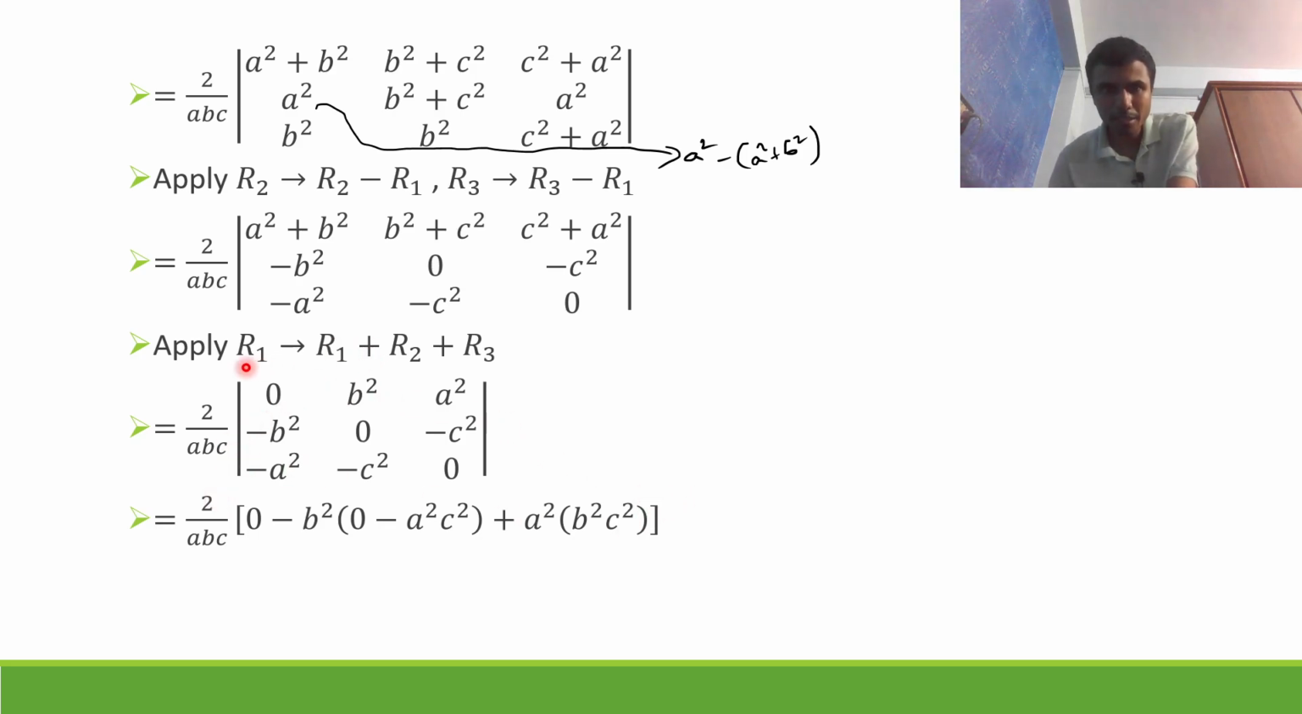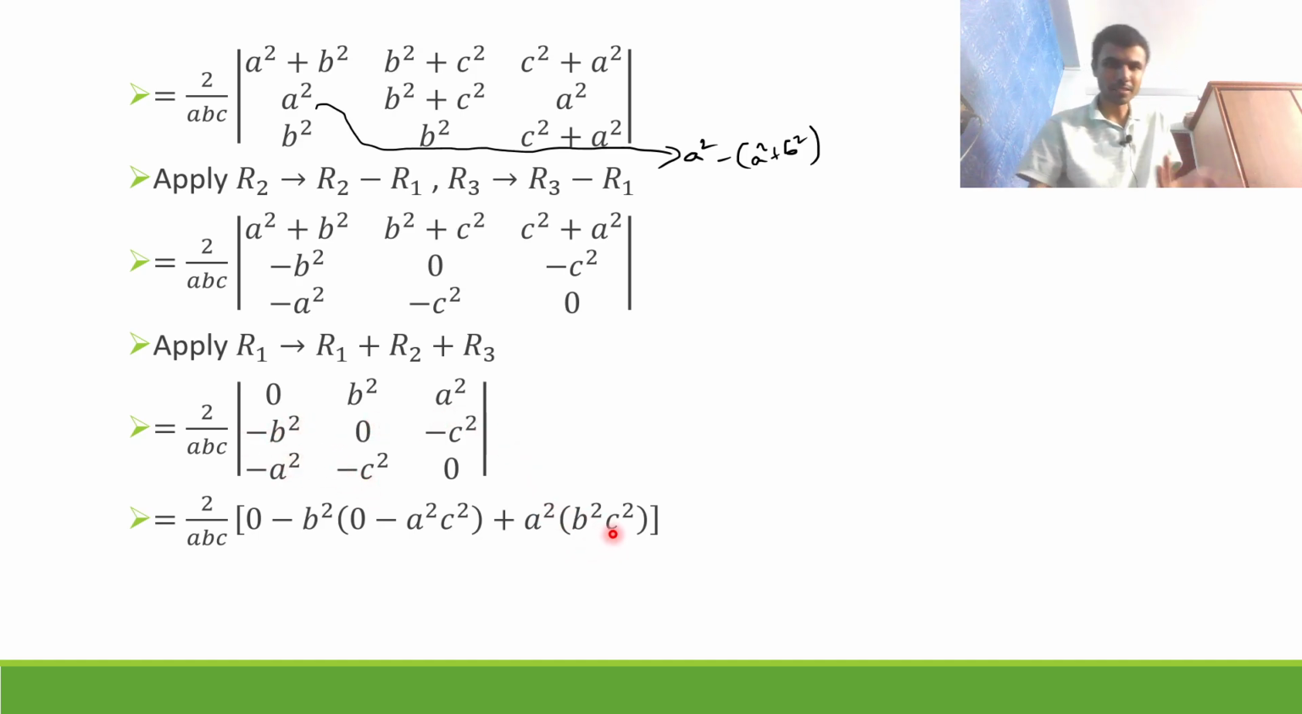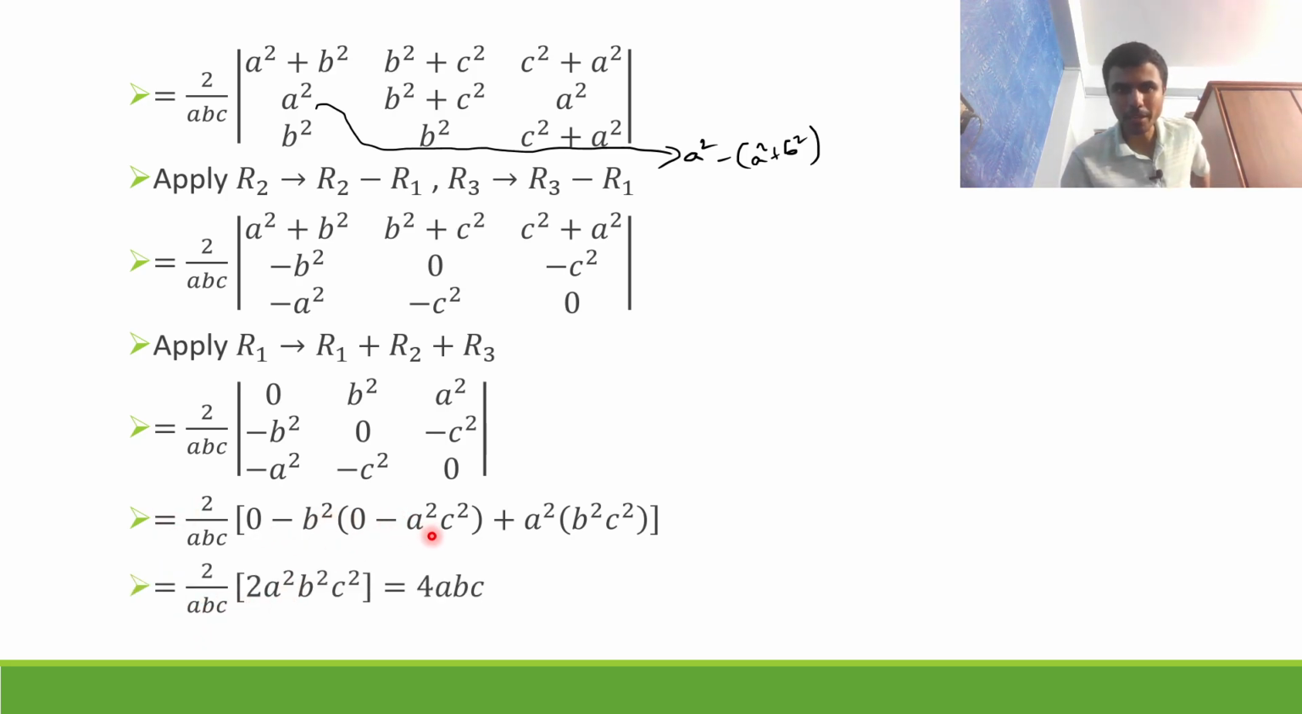If you just expand the determinant, 0 into, it's gone, right? 0 minus B square into minus B square into 0 minus A square into minus C square. So minus B square into 0 minus A square C square, and plus A square into B square C square minus 0. So plus A square B square. So minus B square into minus A square C square is plus A square B square. So 2 by ABC into, this is A square B square C square, this is also A square B square C square, 2 A square B square C square, 1 ABC cancels, and 4 ABC. That's the answer.